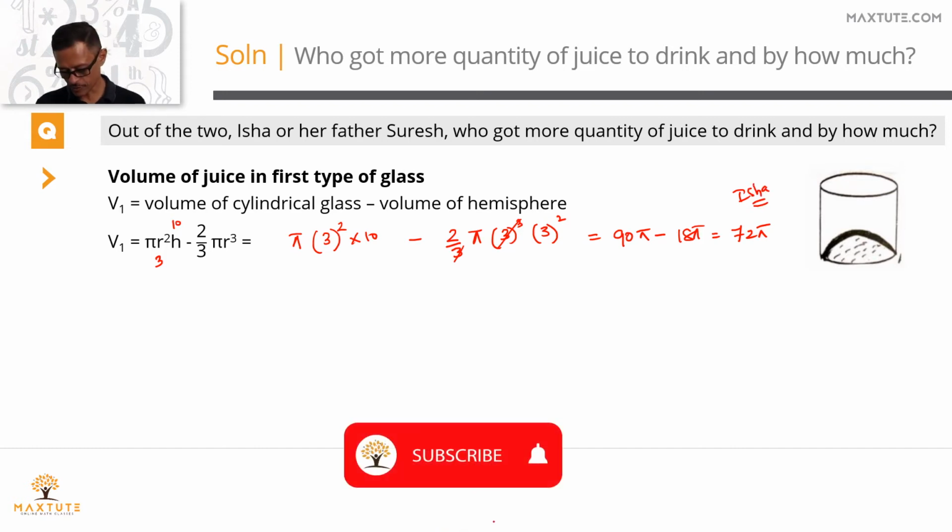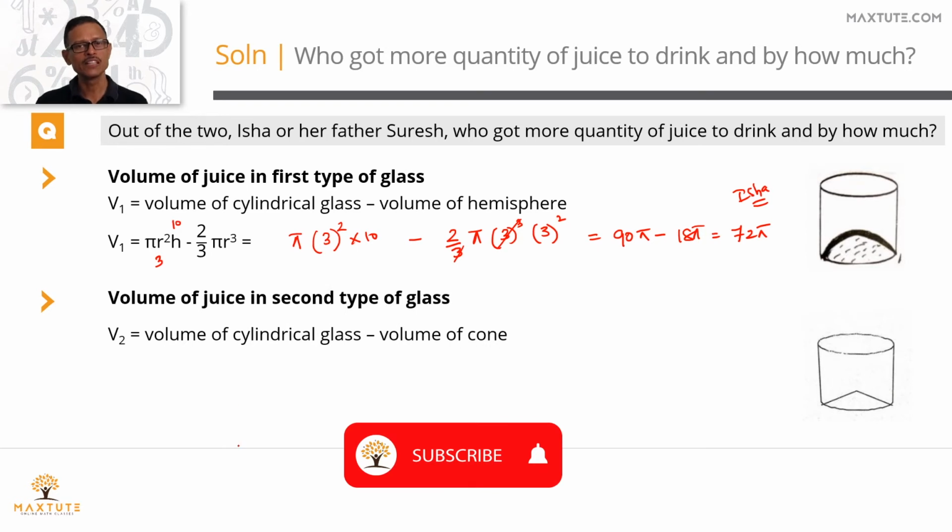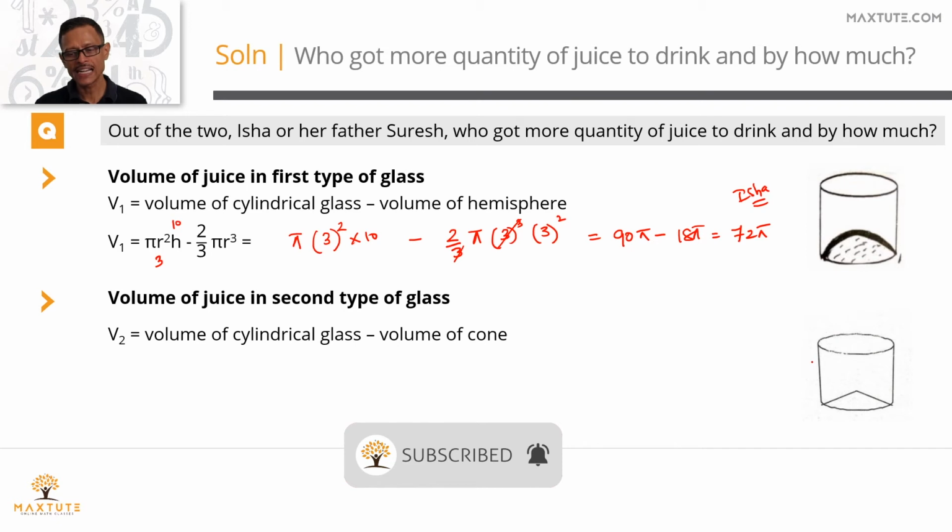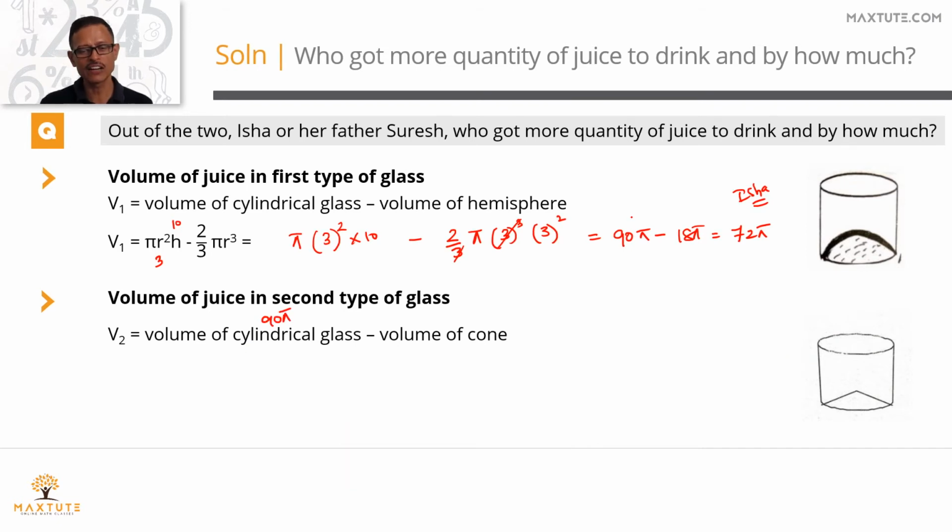Let's quickly run through the process of computing the juice in the second type of glass. That's volume of the cylindrical glass minus volume of the cone. The inner radius is the same, height is the same for the cylindrical component. So this portion is a 90 pi. We don't even have to calculate. We can take it from the first part. We just need to compute the volume of the cone, which is 1 by 3 pi r squared h dash. This h dash is equal to 1.5. Remember that, don't substitute it as a 10.